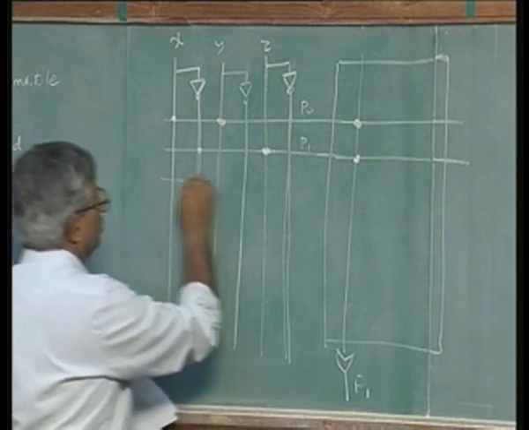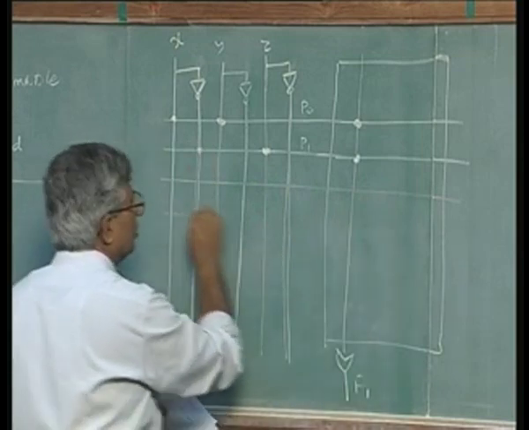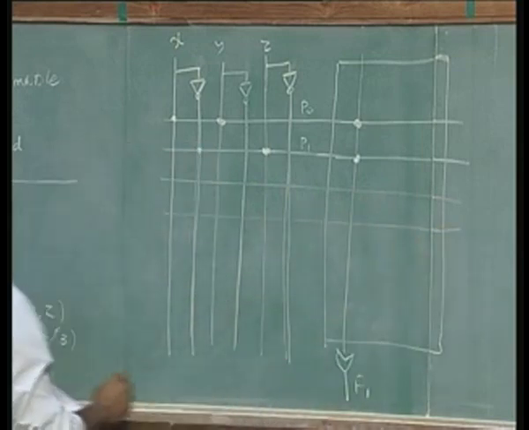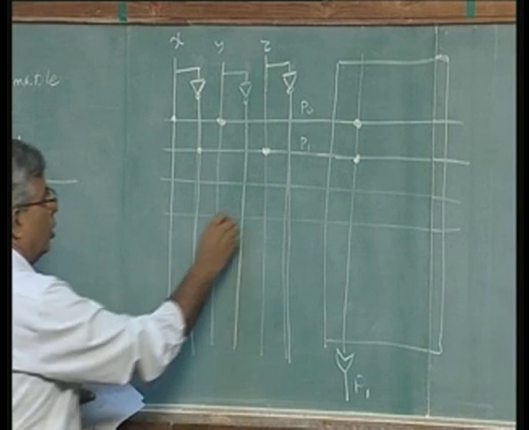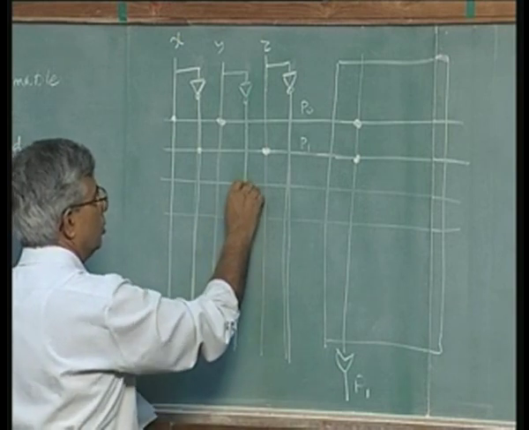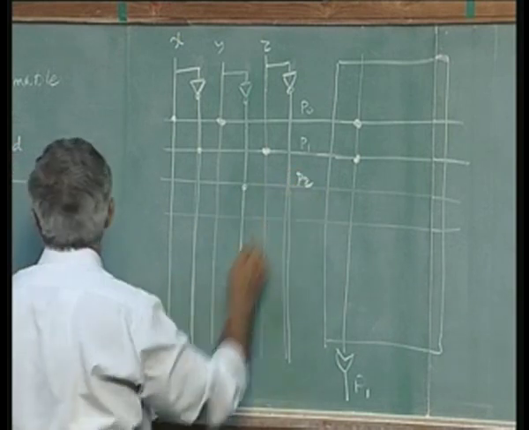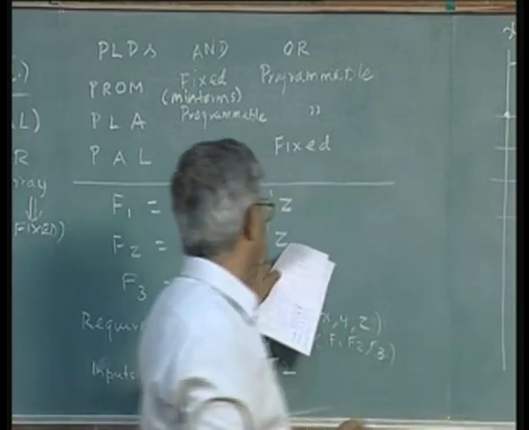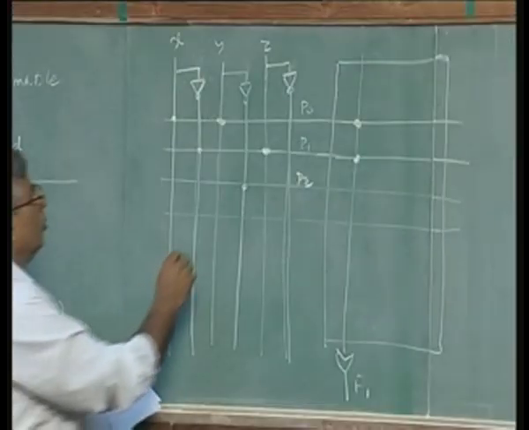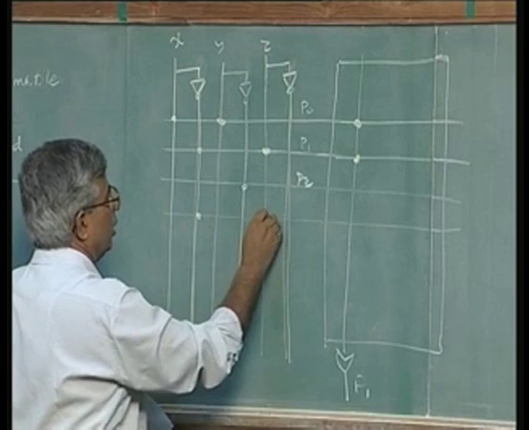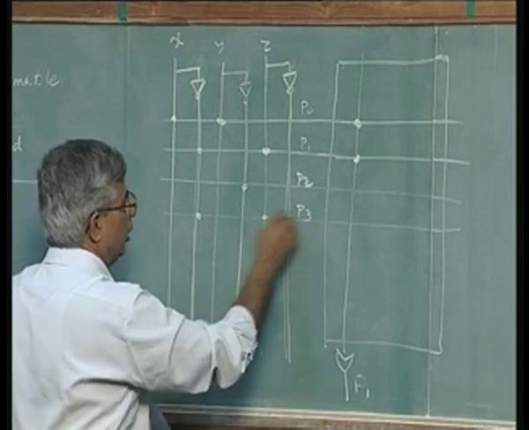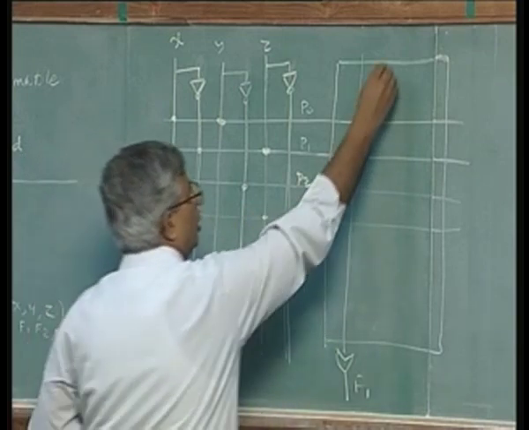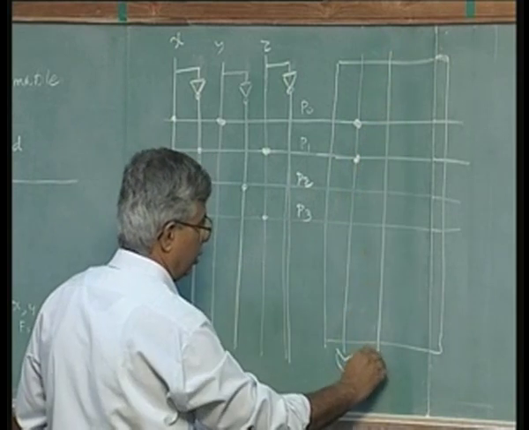Then I go for the second function. The second function is y bar, this is P2, x bar z, P3. These 2 go as inputs to my second OR gate.